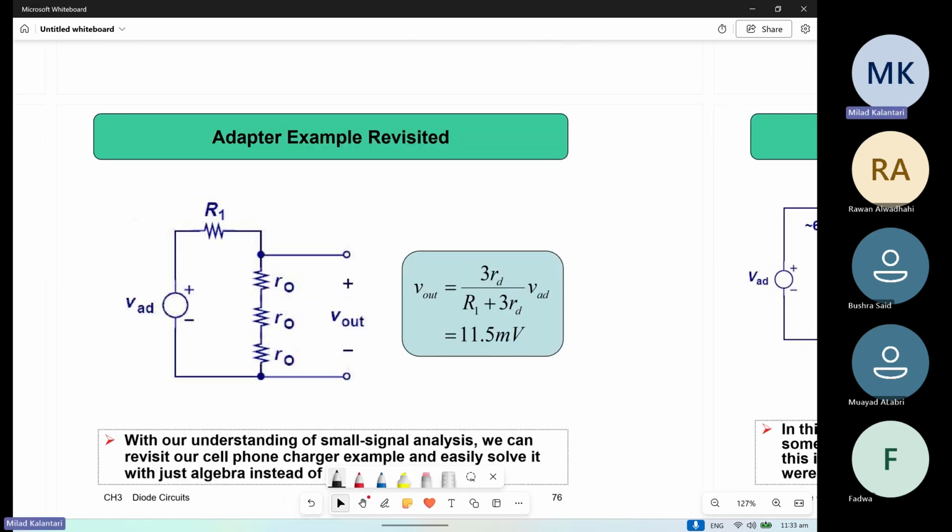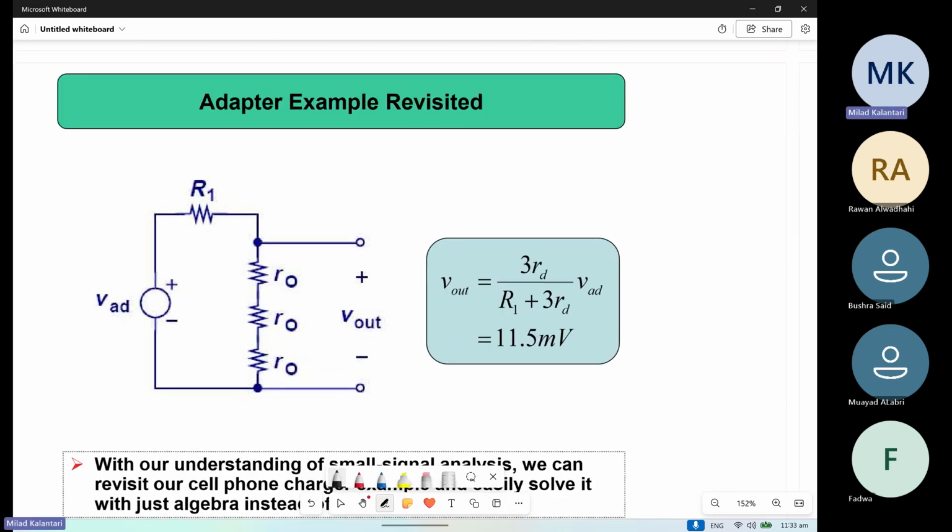So here is again going back to that adapter. You remember that adapter we were showing for generating the output voltage for your charger? You try to add several diodes to make this VD, right? The output voltage.